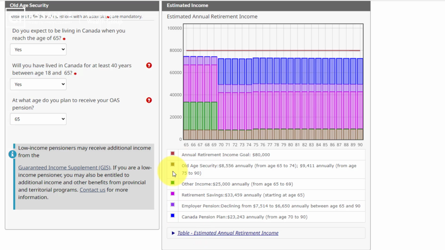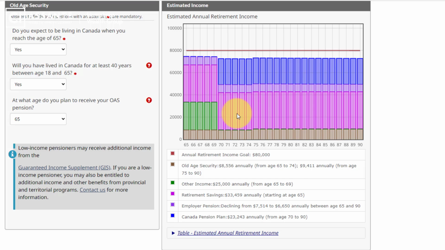So we've got old age security benefits, $85,556. That's the brown here. And we have other income benefits in the green, $25,000 per year of part-time employment income showing up at age 65. We've got retirement savings of $33,459 starting at age 65. That's this pinkish, purplish color here. So that's ongoing all the way through to age 90. We then have employer-sponsored pension plan income, $75,414. That's right here. That's a combination of the defined contribution pension plan and the defined benefit pension plan of $2,000 per year.